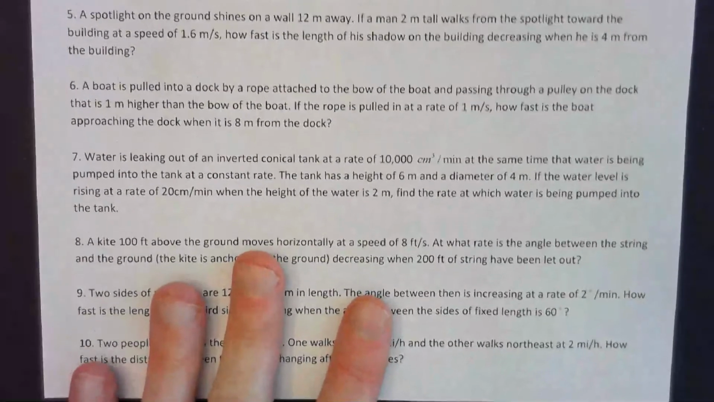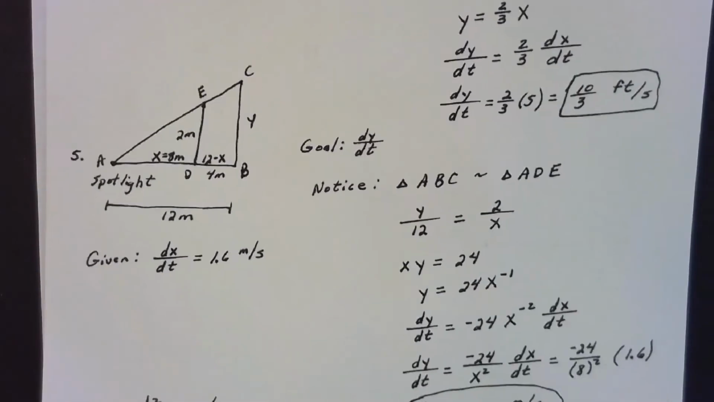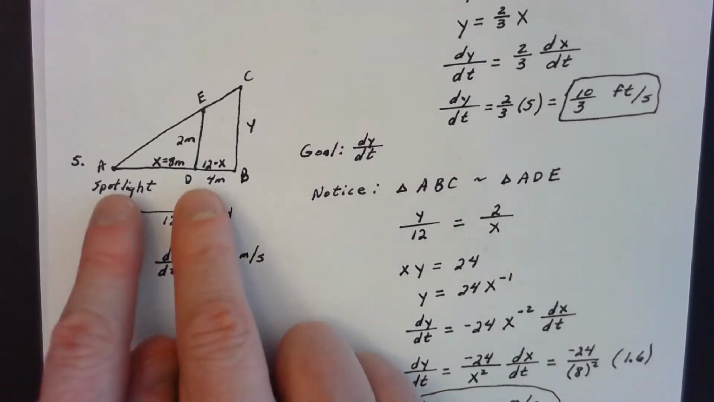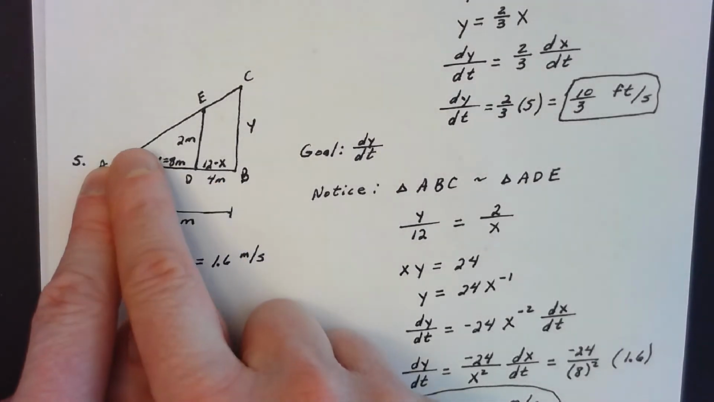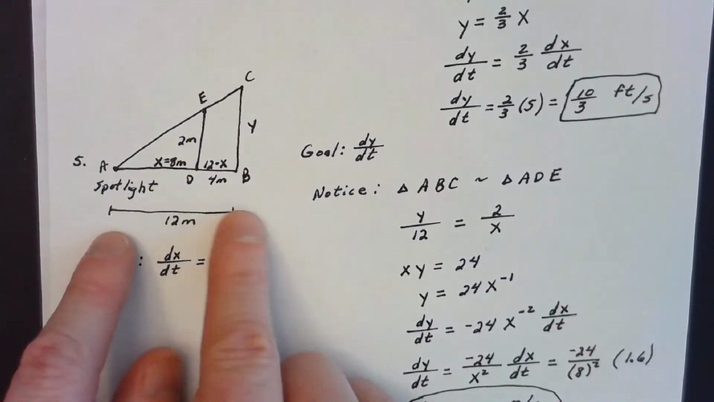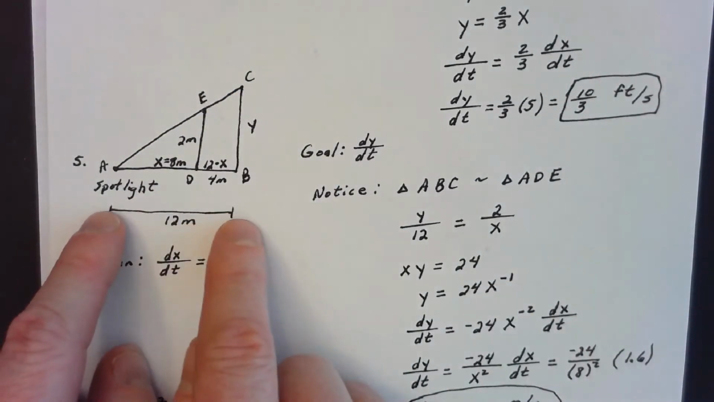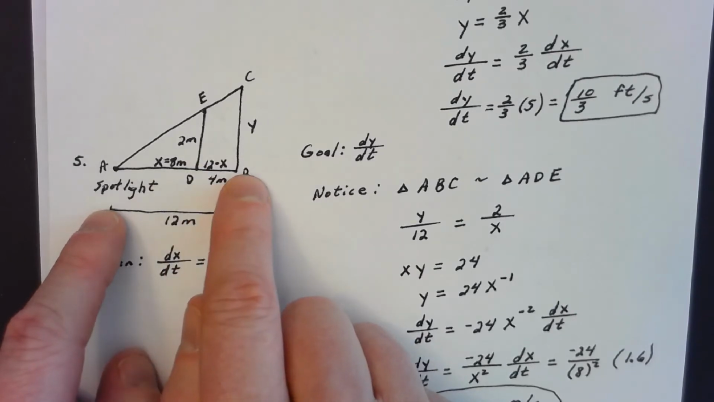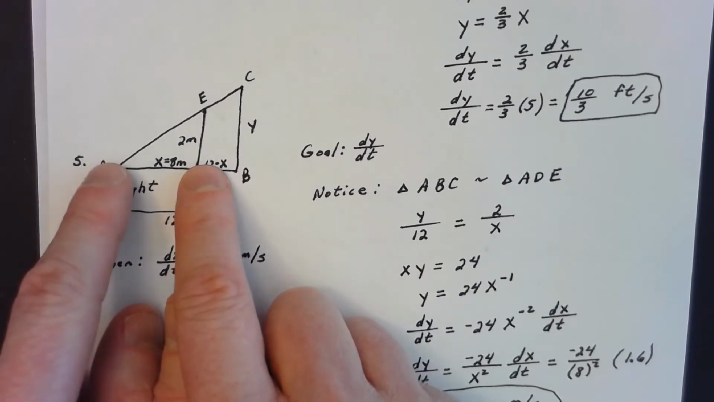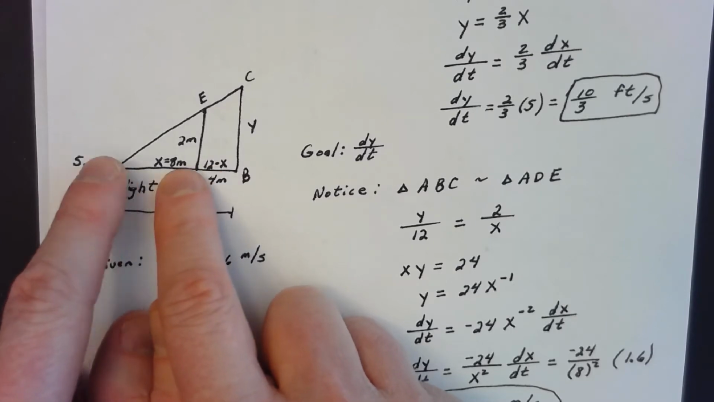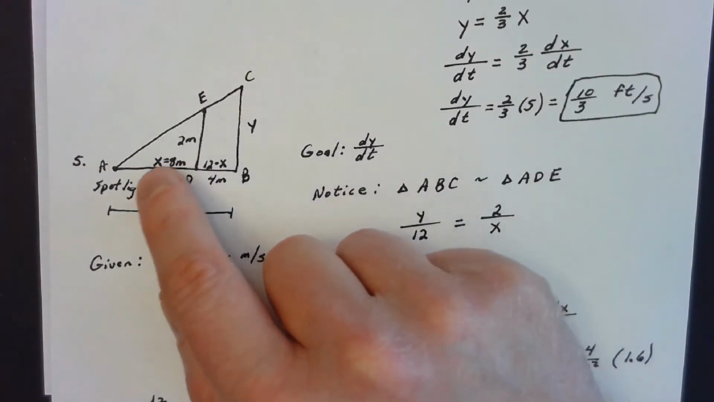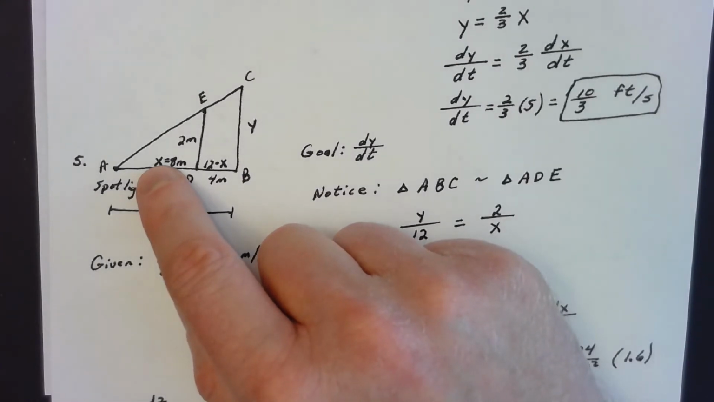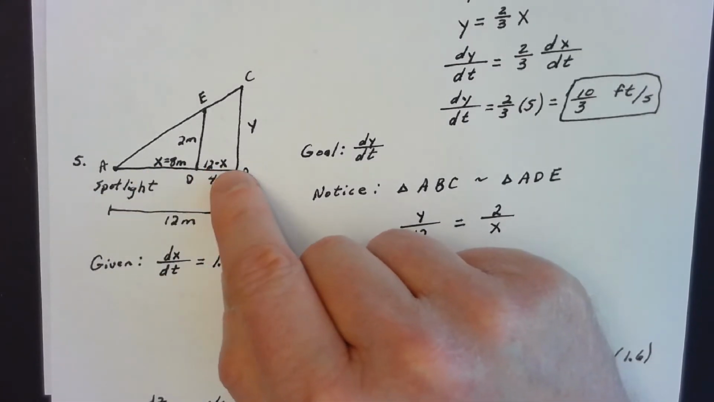Whenever I'm trying to think of that problem, I can say, all right, let's draw out the scenario. We had a spotlight on the ground that's shining on a wall 12 meters away. So the distance from the spotlight to the wall is 12 meters. The man was 4 meters from the wall, so I labeled that 4, which means his distance from the spotlight has to be 8 meters. I also labeled his distance from the spotlight as x, and then his distance from the wall would be 12 minus x.